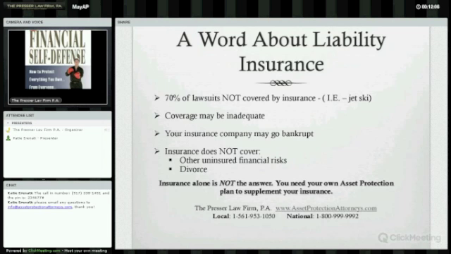I call it the belt and suspenders approach. You need as many layers, as many firewalls, as many speed bumps as possible to make it so difficult and expensive, if not impossible, for anybody to collect against you that they don't want to sue you in the first place.